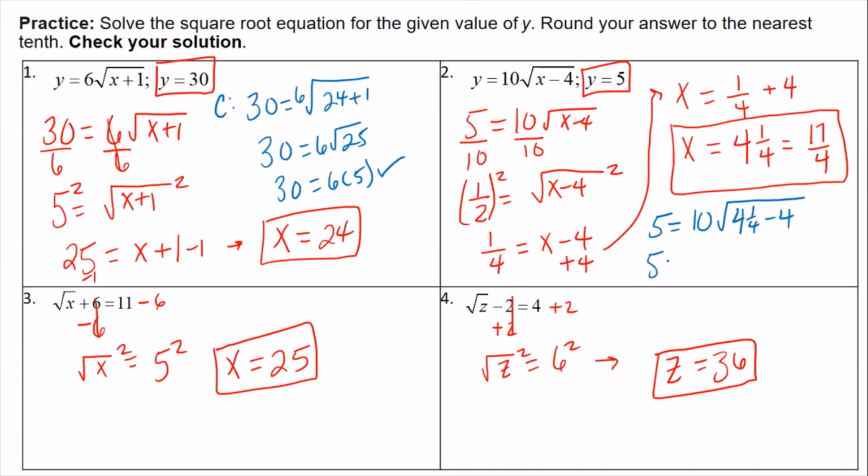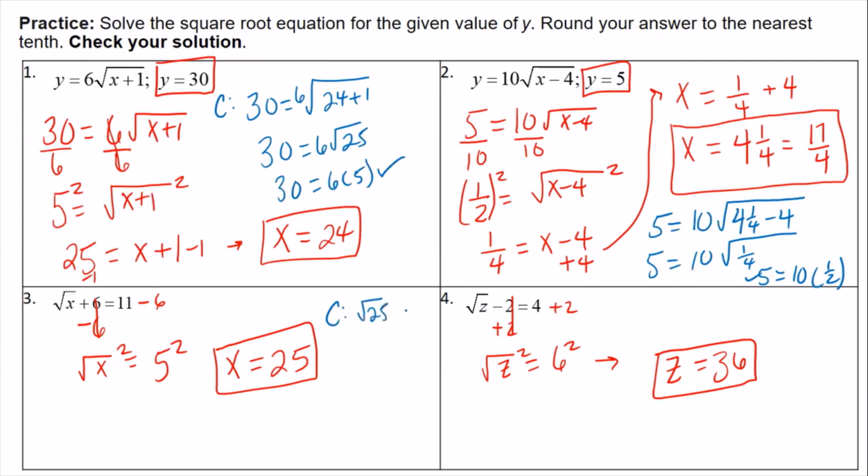That leaves us with 5 equals 10 square root of 1/4, which equals a half. So we have 5 equals 10 times 1/2, and that is a true statement, so it checks out.